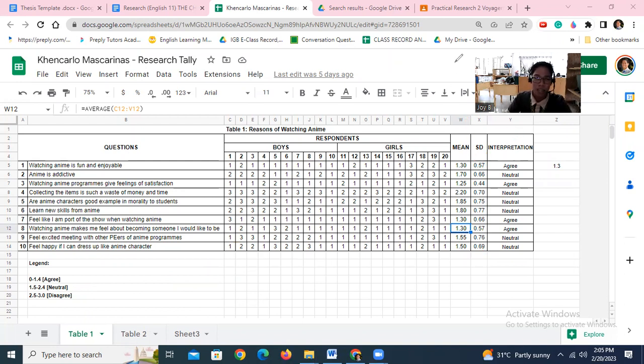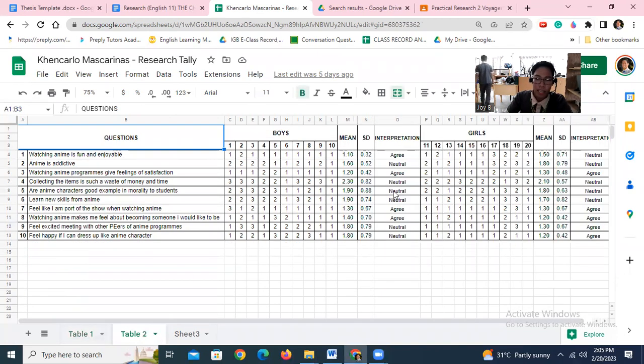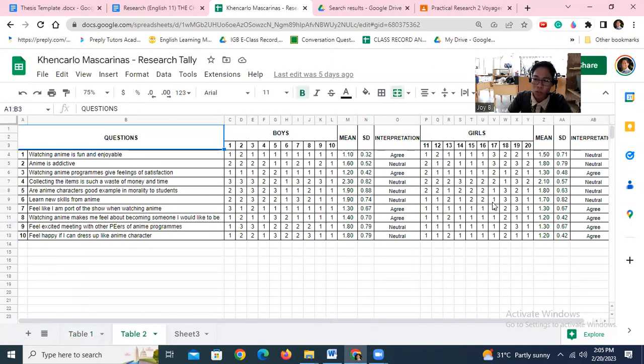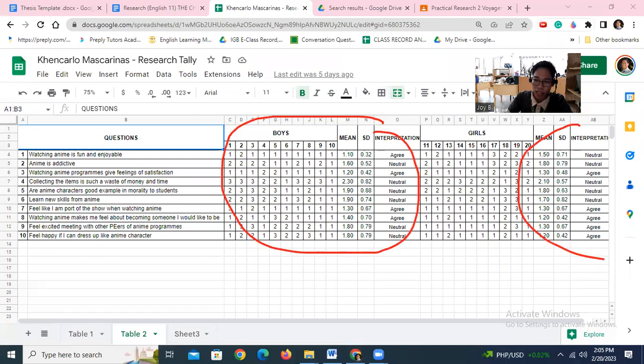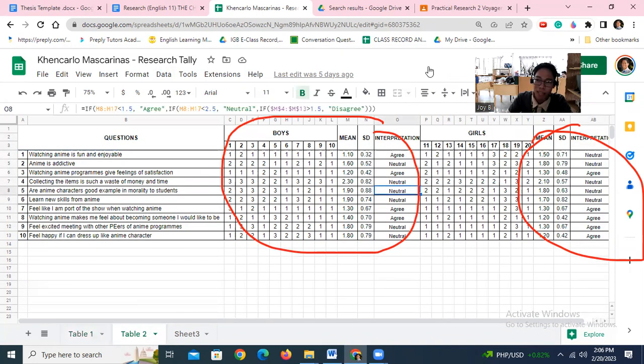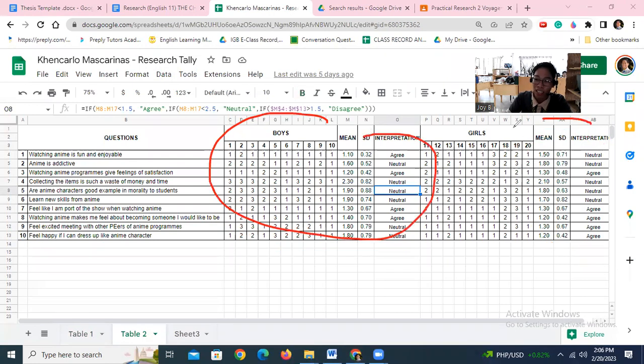Nakuha? And then doon naman tayo sa table number 2 kasi tapos na ang table number 1. Sa table number 2 is the same pa din. You just need to copy. But what you need to do is you need to separate the answers of the boys and also the girls. Okay? So kasi kanina is we mixed, we joined together the boys and girls. 'Di ba dito? Then isa lang ang interpretation. However, sa table 2 naman is nakaseparate sila. Iba yung interpretation ng boys, iba rin ang interpretation ng girls.